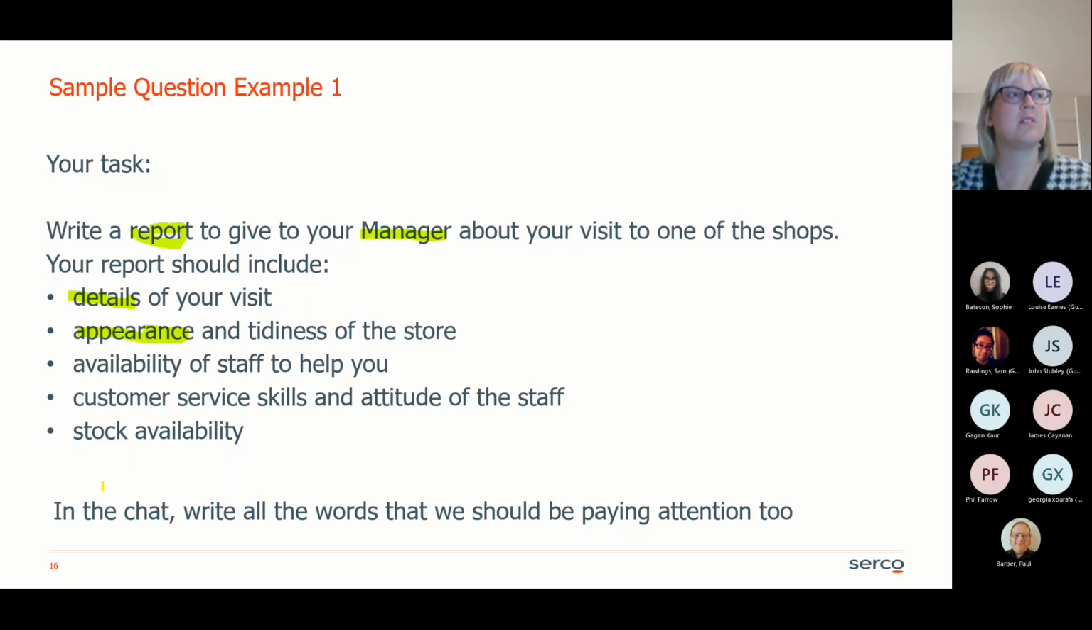Again, appearance, untidiness of the store, descriptive words. So you'd be using descriptive language as well. Okay.